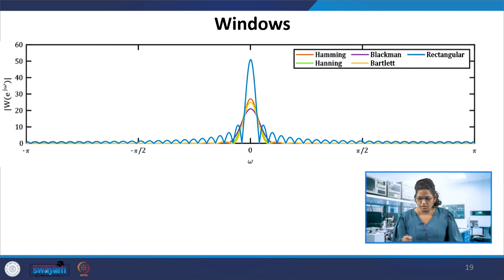So this is plotted here for those windows: the rectangular window, the Hamming window, Blackman, and Bartlett window. You can see the ripples getting reduced in the sinc function as well.